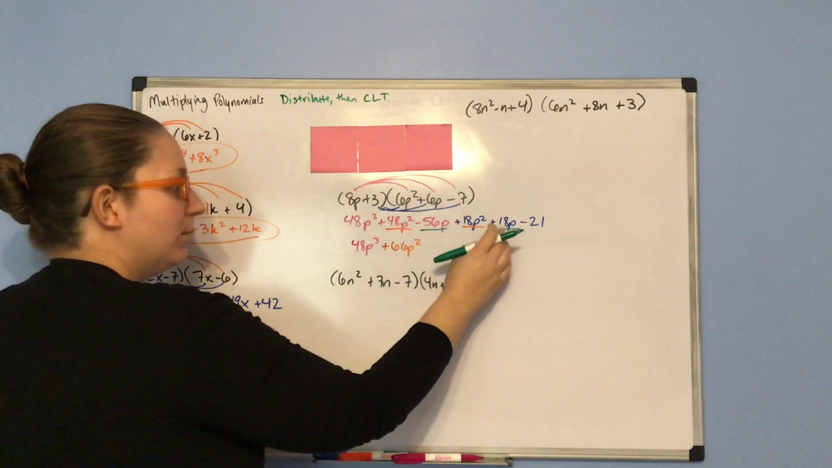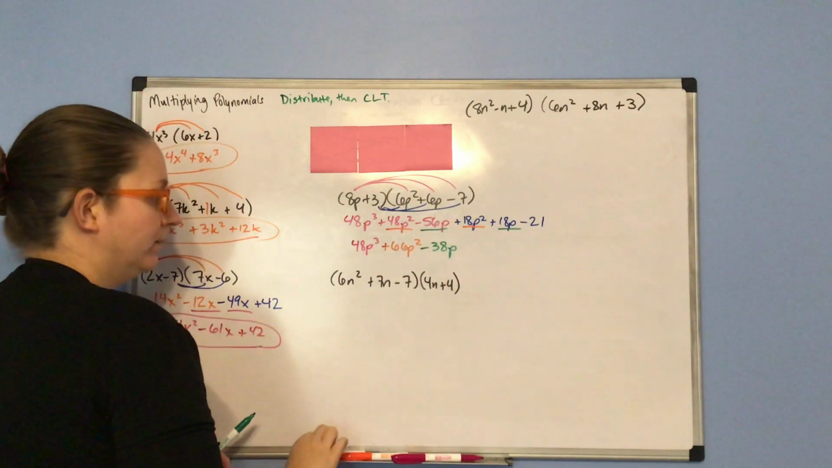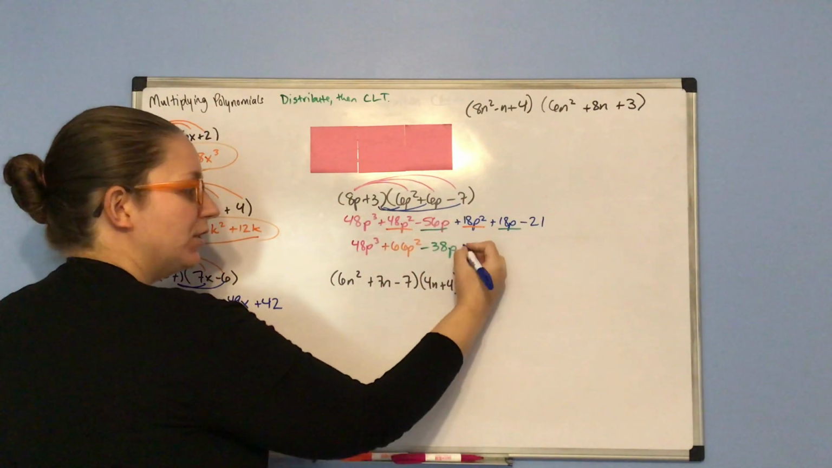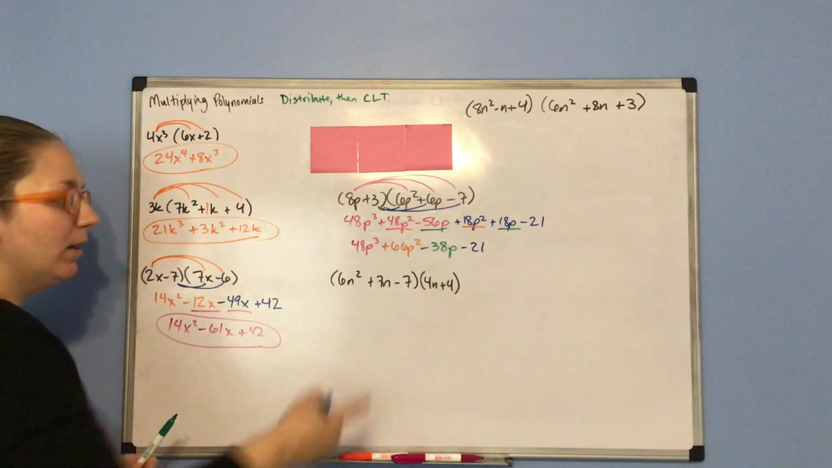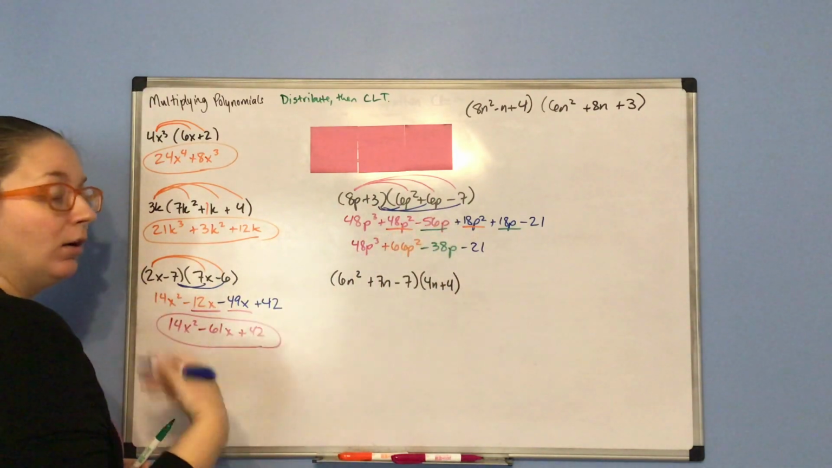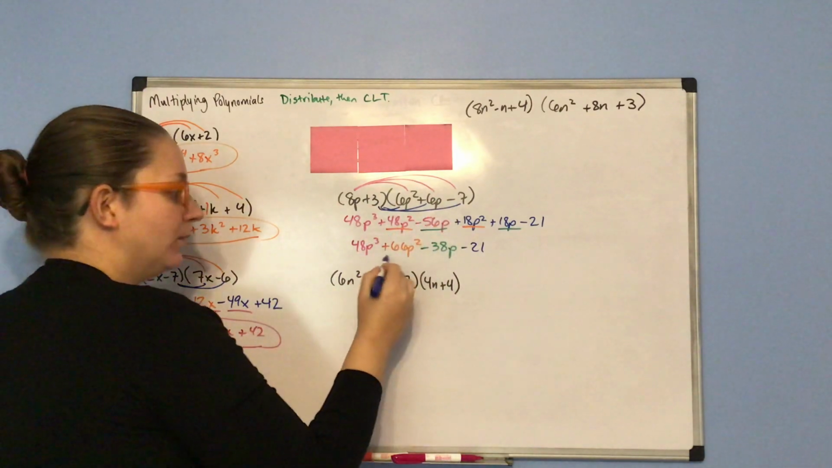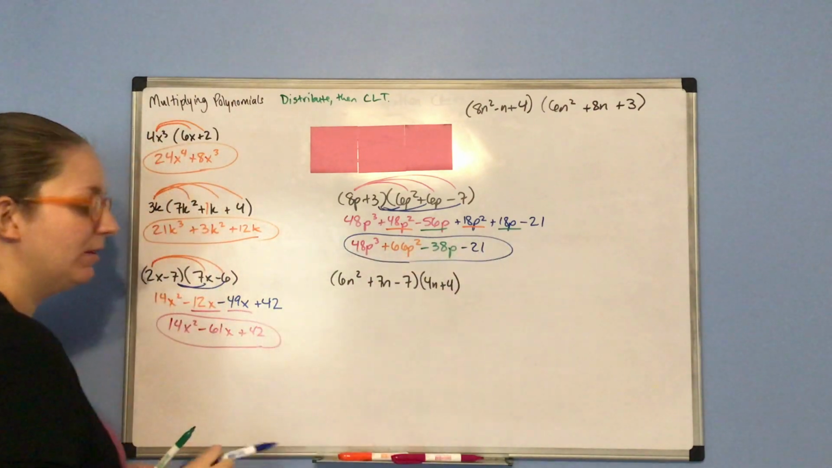Negative 56 plus 18 is negative 38p. And then I only have one lonely number term, so it stays the same. You're welcome to use a calculator to help you, by the way, with either your multiplying or your combining, so adding or subtracting, or both if you need it, up to you. Now that I no longer have any like terms, this is my final answer.